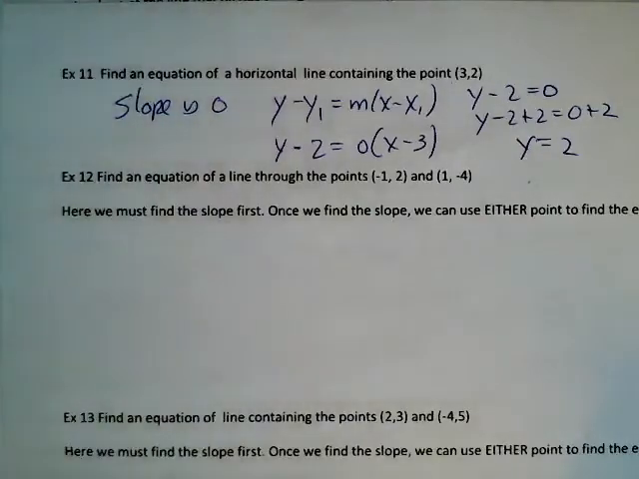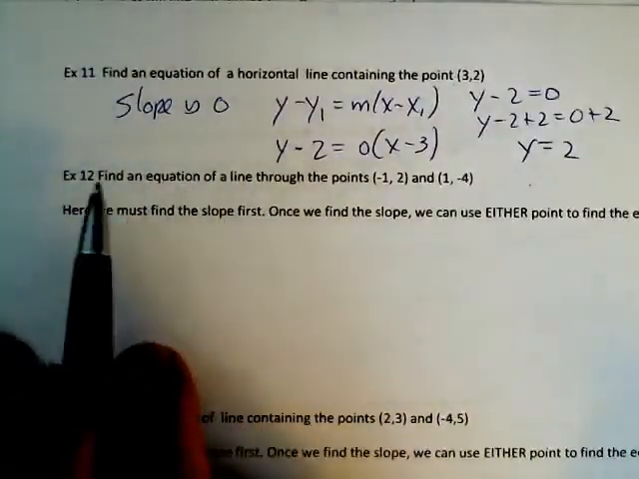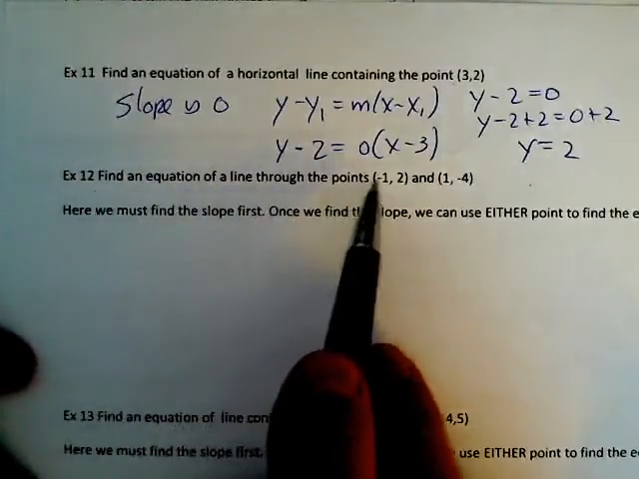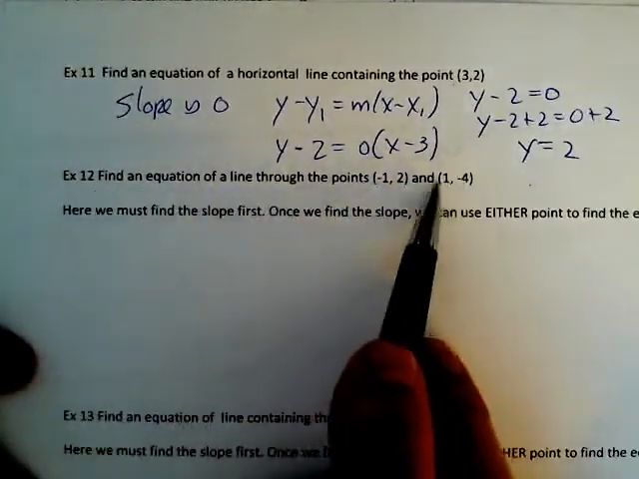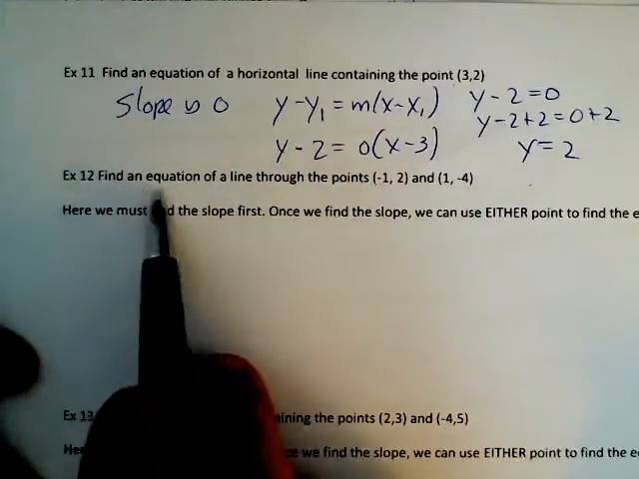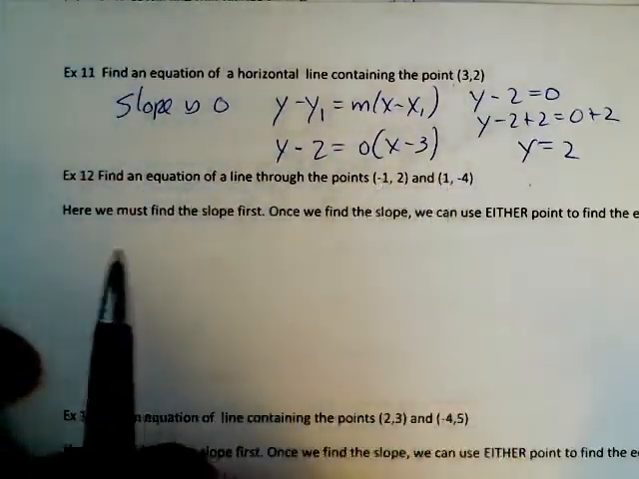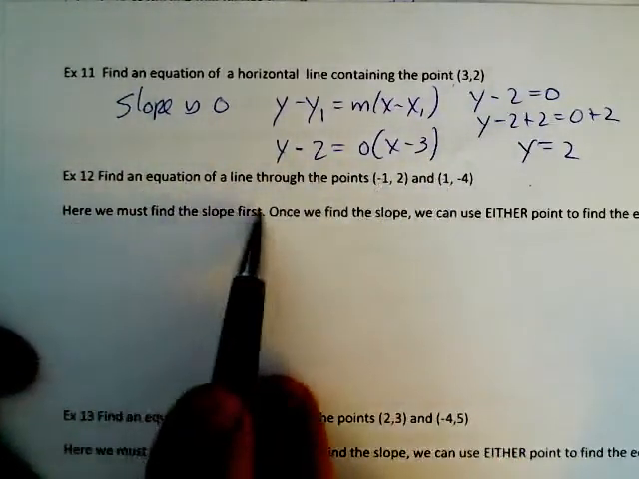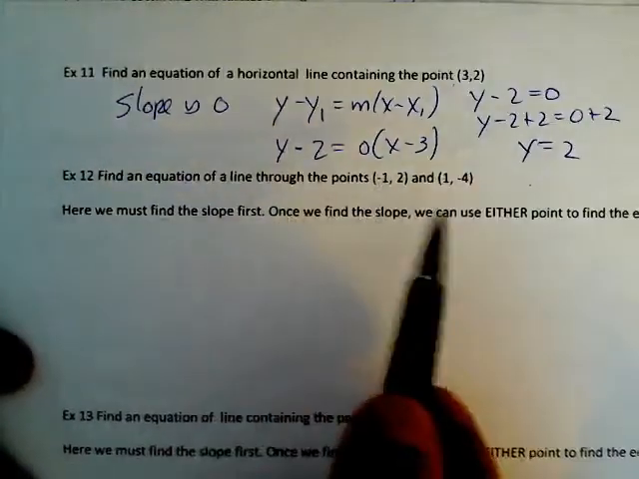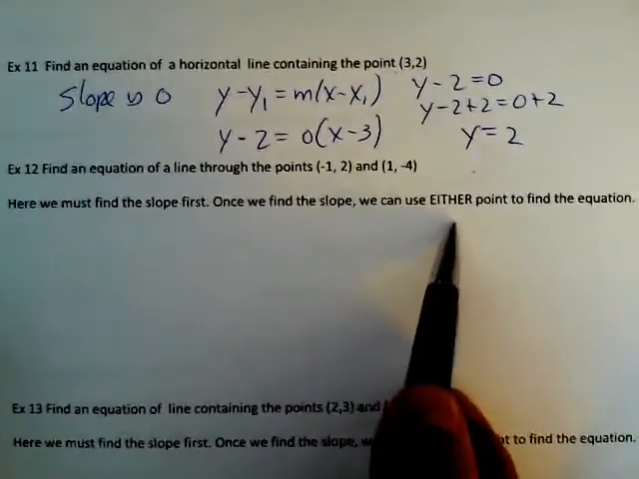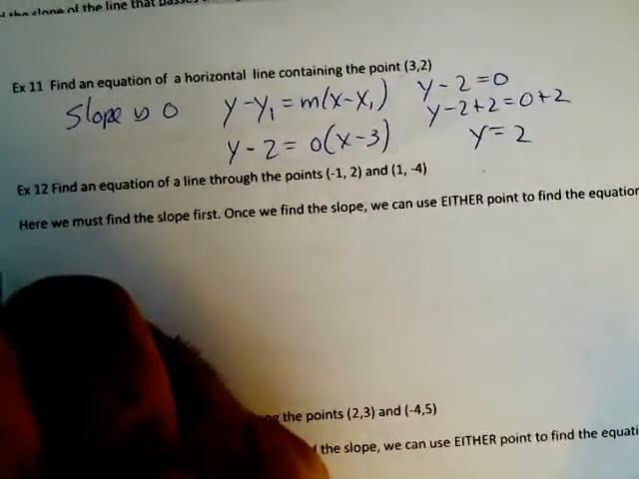All right, moving on down to example 12. We want to find the equation of the line through these 2 points. So this time, remember, to find the equation of the line, you need the slope and a point. I don't have the slope, so we've got to find the slope first. Once we find the slope, we can use either point to find the equation.